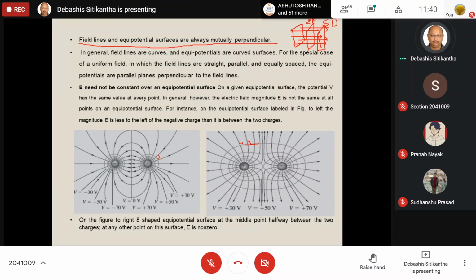Next important thing. The electric field need not be constant over an equipotential surface. Of course, on a given equipotential surface, the potential V has the same value.